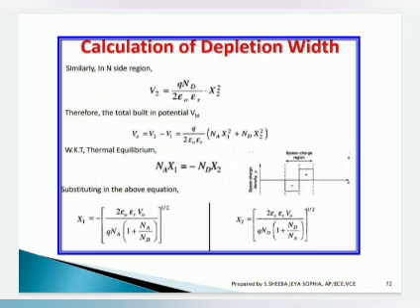Finding the total potential built between this region, V0 is equal to V2 minus V1. Taking the values of V2 and V1 and simplifying them, we get the value as q divided by epsilon naught epsilon r into Na x1 square plus Nd x2 square. Based on thermal equilibrium, we know the condition Na x1 is equal to minus Nd x2. We are substituting this condition, simplifying to find the value of x1, and similarly finding the value of x2.